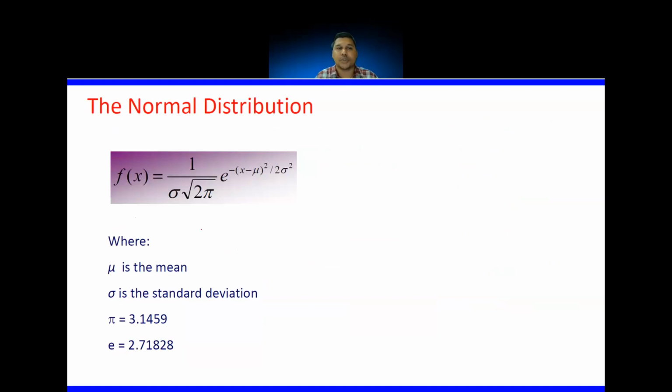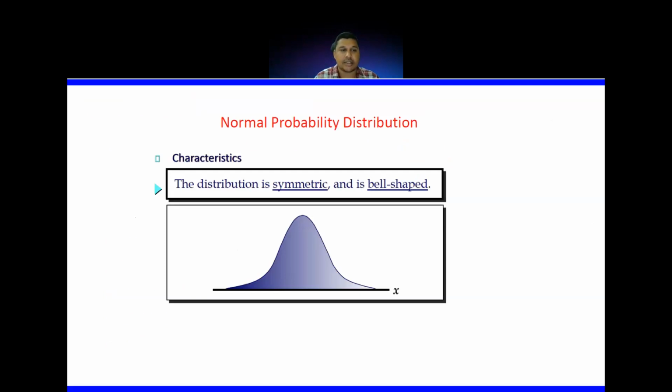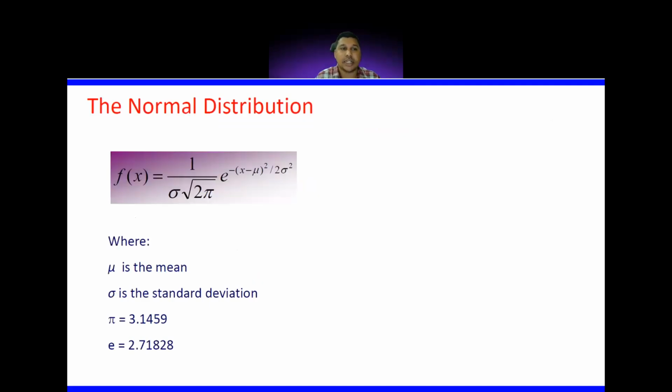So the normal distribution is given with this formula: 1 by standard deviation times square root of 2 pi, e power minus (x minus mu) whole square by 2 sigma square, that is variance. You know about mu, that is mean, x is the random variable, and sigma is the standard deviation. Pi value I know, e value I know. Okay, let's see an example, try to understand this in detail. What is normal distribution?